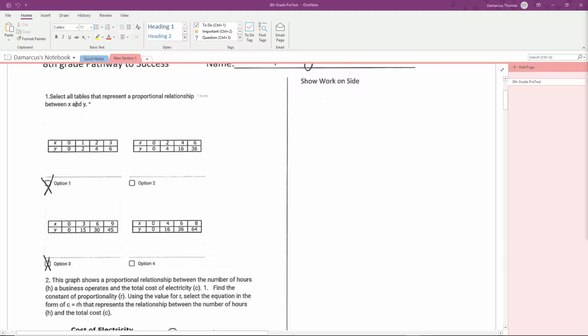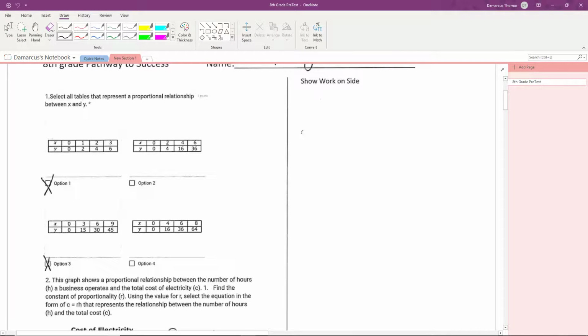Solutions. It says select all tables that represent a proportional relationship between x and y. A proportional relationship is a direct variation. Most proportional relationships have the form y equals k times x, and graphically a proportional relationship is a line that goes through the origin. It can be a line like this, or like this. In other words, we know 0, 0 is going to be a point, and they all have 0, 0.